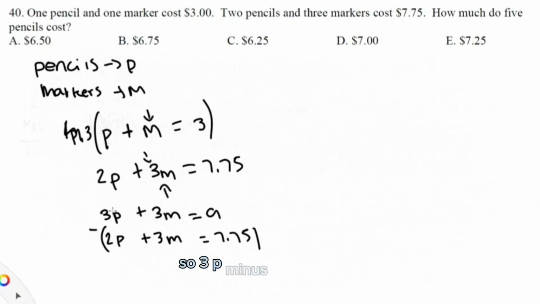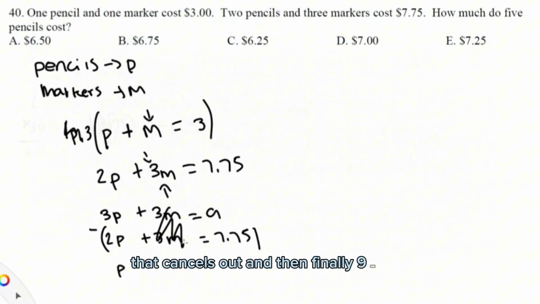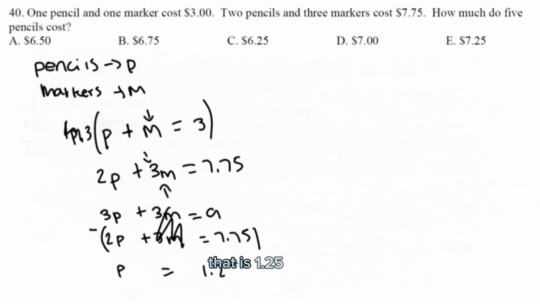So 3P minus 2P, that's just P. Then 3M minus 3M, that cancels out. And then finally 9 minus 7.75, that is 1.25. Alright, so now we know that 1 pencil is $1.25.